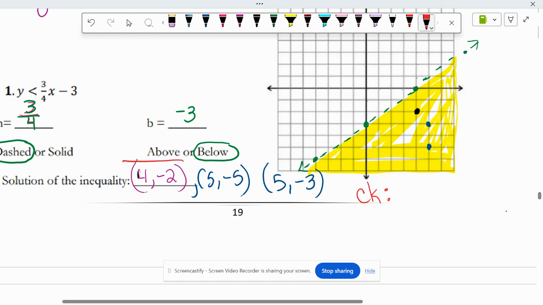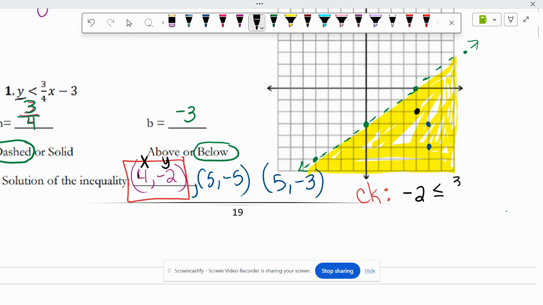Well, let's take the first solution that we were given from Cameron, which was 4, -2. Remember that this is the X and this is the Y. So I'm going to replace the Y with -2, is less than or equal to 3/4 times X, and my X value is 4, minus 3. Well, let's see, -2 is less than or equal to 3/4 of 4 is 3. 3 minus 3 is what? Is -2 less than or equal to 0?